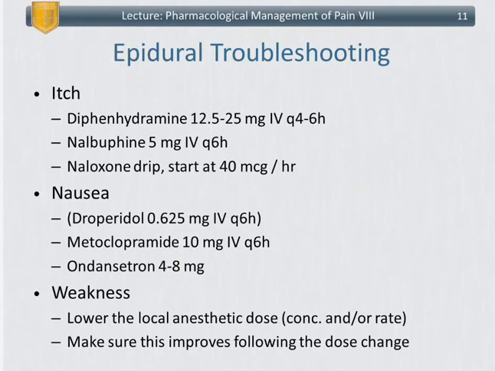Nausea is another problem. Droperidol can be used, although it now has a black box warning. Metoclopramide, ondansetron, all of these can be effective for nausea. Sometimes mixing, as I mentioned, drugs from two different categories can give you a response rate of up to 90%. If the patient is showing weakness, then lower the local anesthetic dose, either by lowering the concentration or the rate, and then go back and make sure that they improved, because you want to make sure it's weakness just because of your meds and not because of a complication such as epidural hematoma.